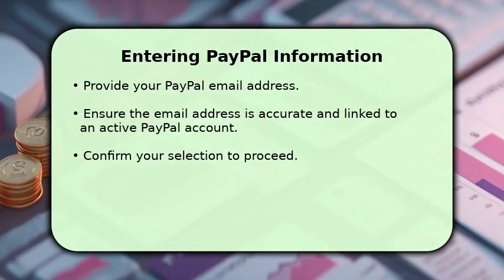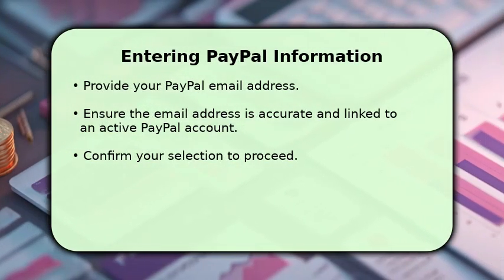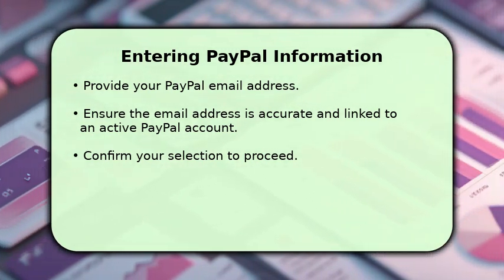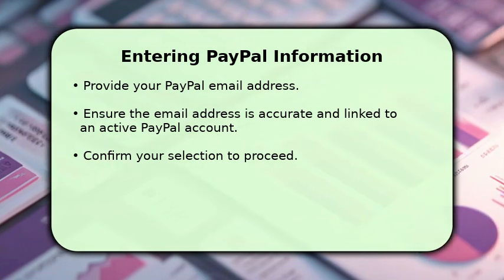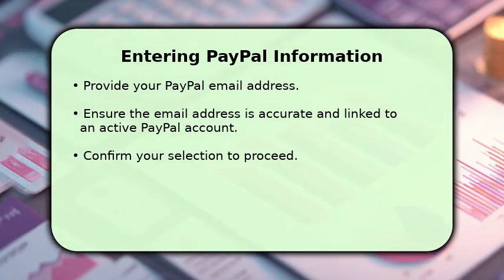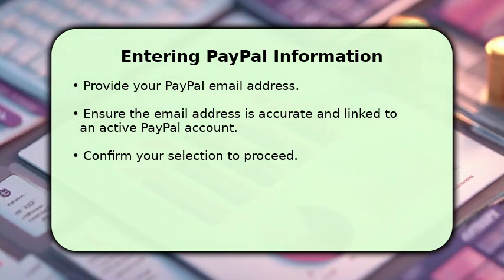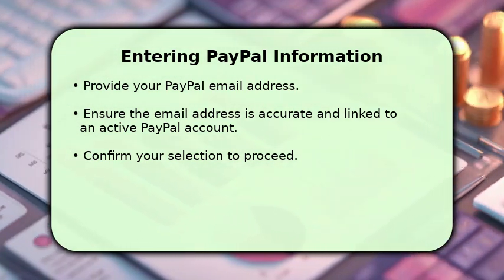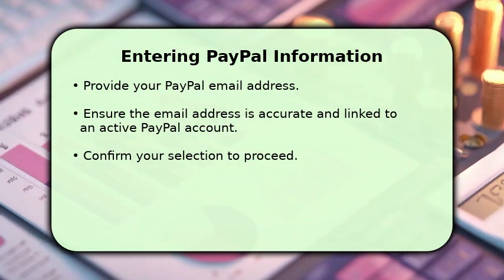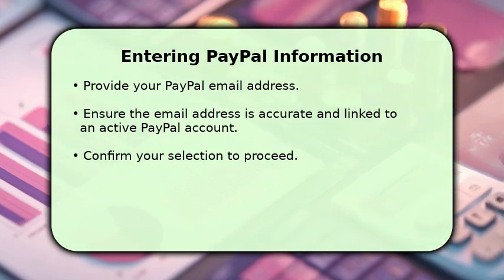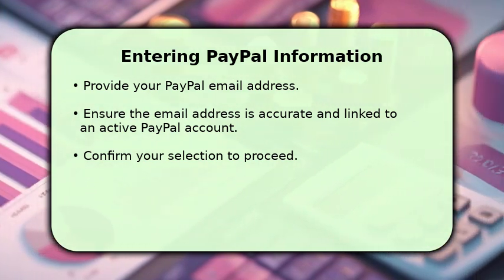After selecting PayPal, you will be prompted to enter your PayPal account details. It is essential to provide the exact email address associated with your active PayPal account. Double-check for any typos or errors, as an incorrect email can lead to payment issues. Confirm your selection to link your PayPal account. This ensures that DistroKid knows where to send your hard-earned royalties, making the process smooth and straightforward for you.